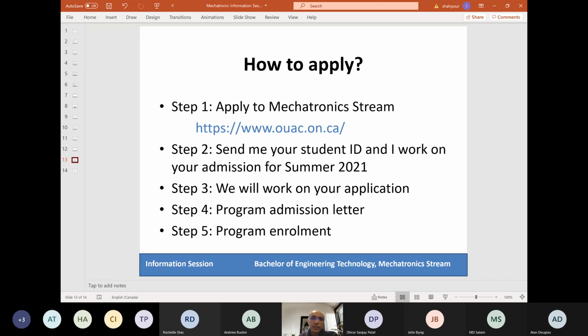In terms of the applications, again, you have to refer to ouac.on.ca to apply for any university or college. When you apply, I typically ask the applicants to send me their ID and contact information to just expedite their admission process.